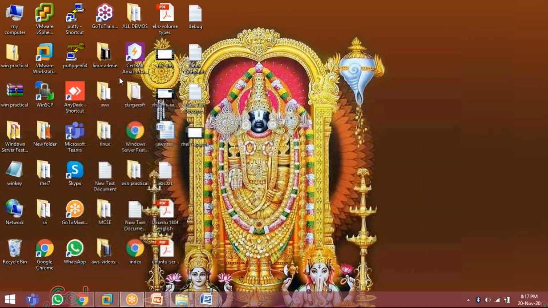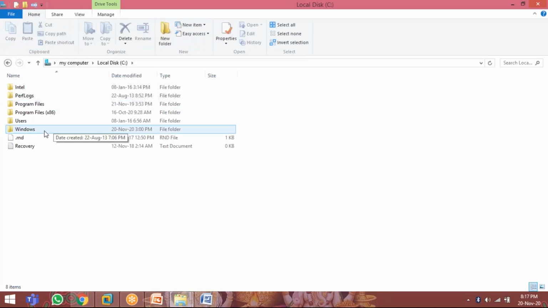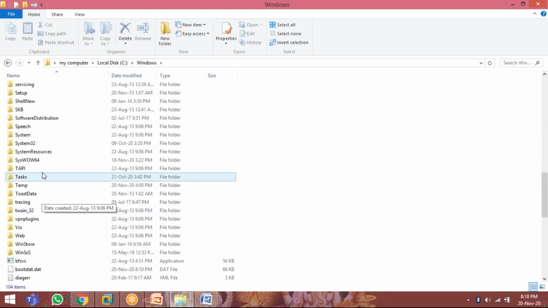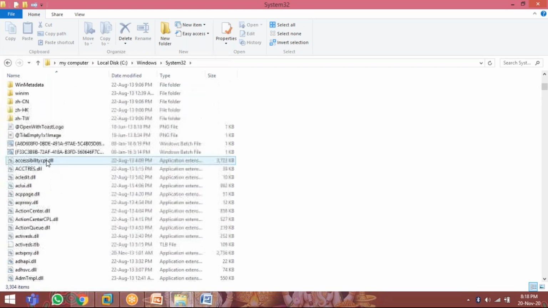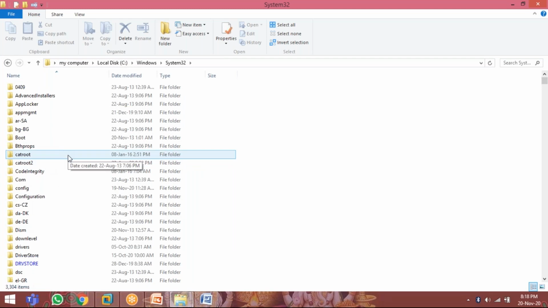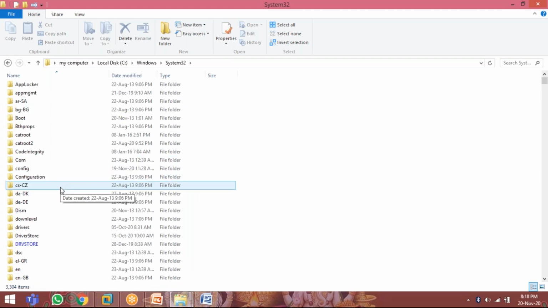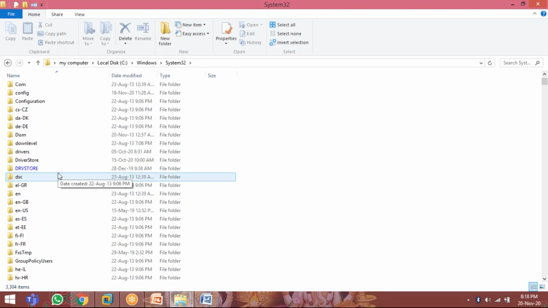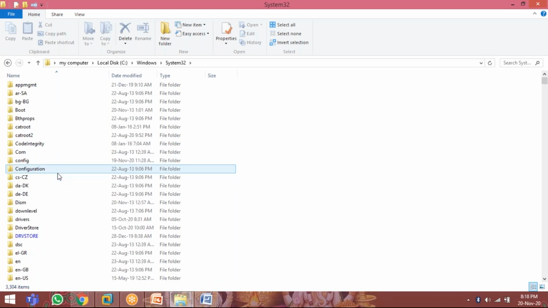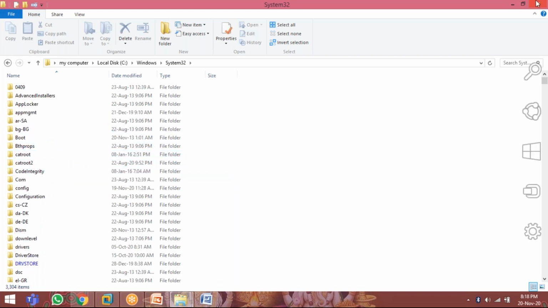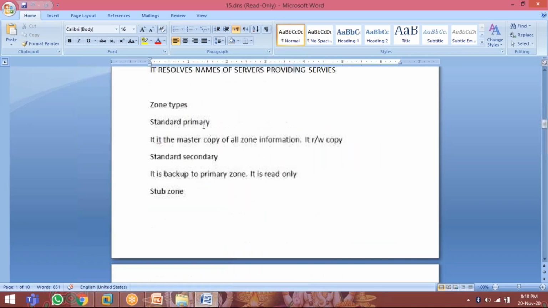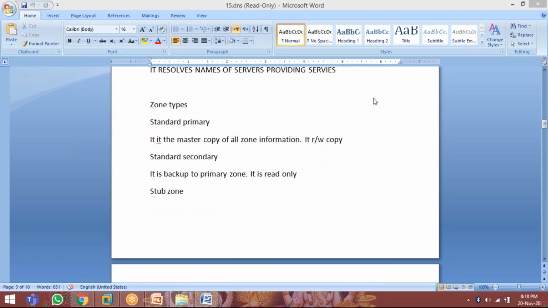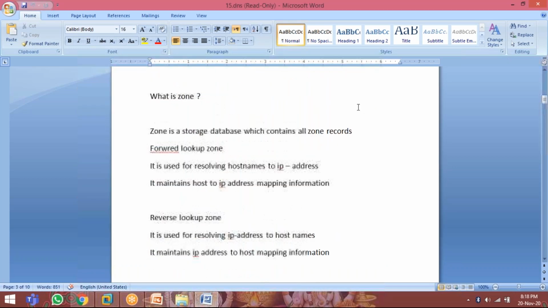So we have to write the entries in the /etc/hosts file. In Windows, maybe System32. I will show you that file, but every operating system has an etc hosts file. So in the etc hosts file, we have to write the entries of the systems. If I want to communicate with multiple systems in the network using host names, I have to open the etc hosts file and write the remote system IP address and host name.